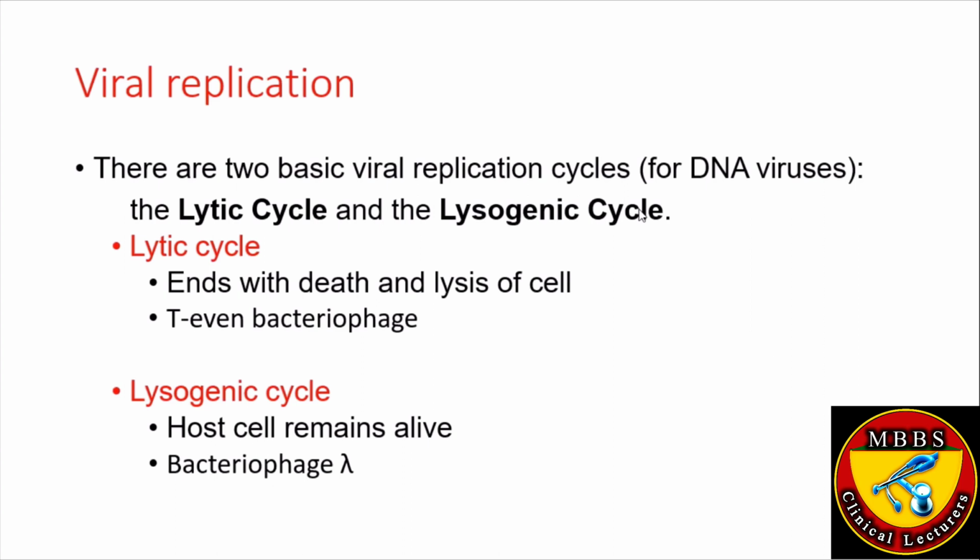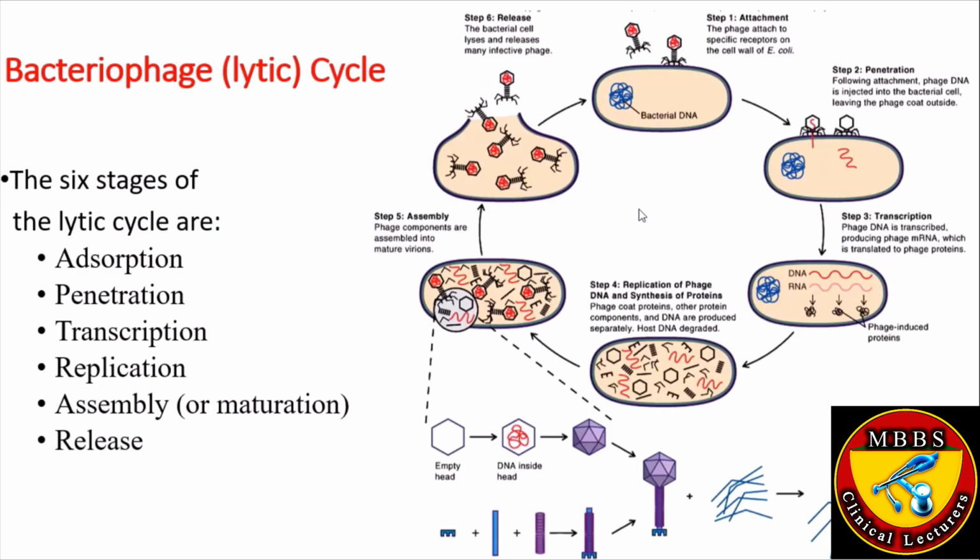In the lytic cycle, the cycle ends with the death and lysis of the cell, and they are showing the bacteriophages, while in the lysogenic cycle, the host cells remain alive, and it is particularly seen in the lambda bacteriophage. So this is the lytic cycle. The 6 stages of the lytic cycle are the adsorption or the attachment, penetration, transcription, replication, assembly or maturation, and release. You can see here, starting from here, this is the bacterium, and these are the bacteriophage or the viruses.